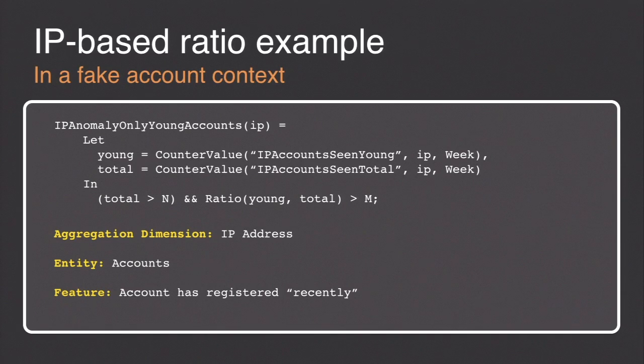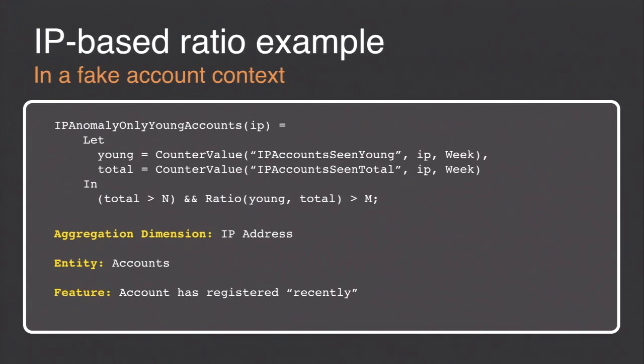Again, we just have two counters. This time they're unique counters, unique on the account instead of the single event. You have one for the number of recently registered users you've seen, and then you have one for the total number of users you've seen, and you can assert you have some minimum number of observations and check against whatever threshold works.